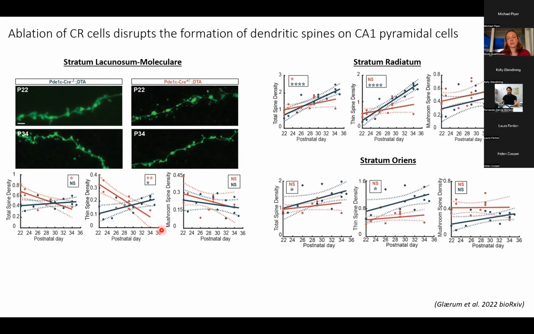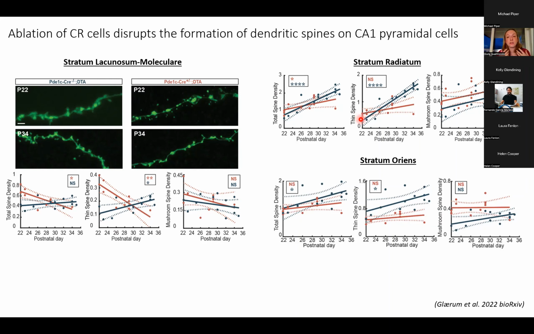And then when we did the same analysis with the radiatum and the oriens, they're very similar here, so we can just go through them together. We saw again that the thin spines are the ones that are increasing the most in density during postnatal age, and these, again, in the blue we have the control, but then we have pretty much a flat line in the Cre-positive animals, so there is no positive correlation here between the postnatal stage and the density of spines.